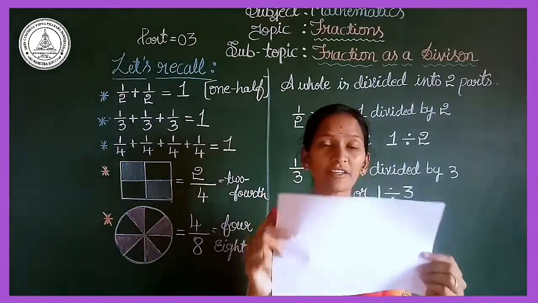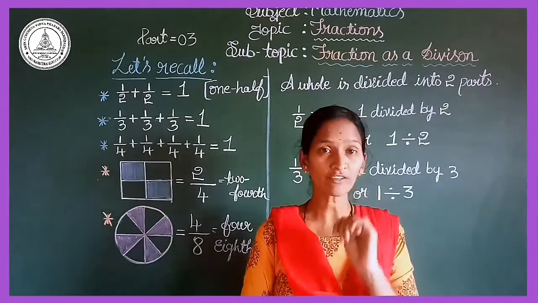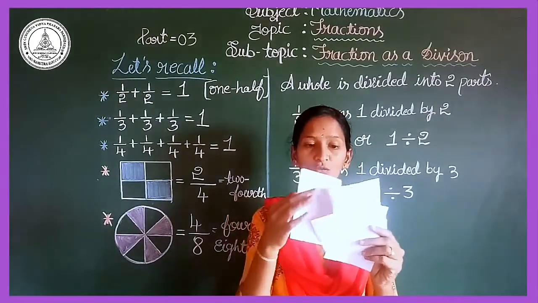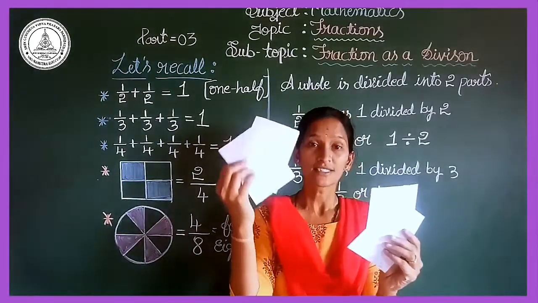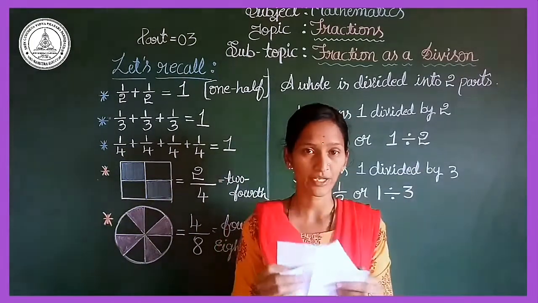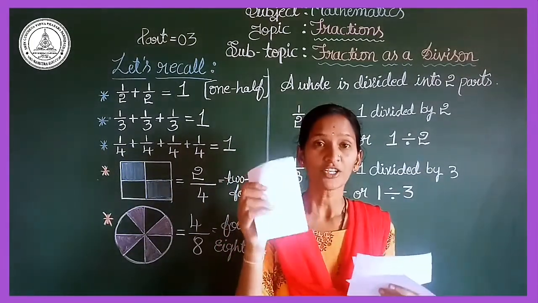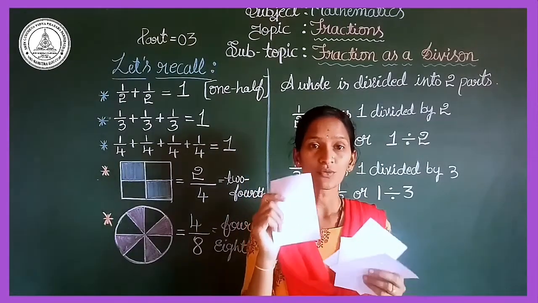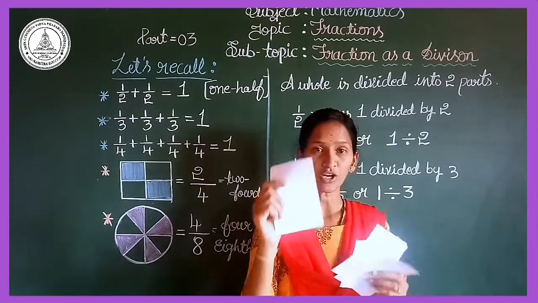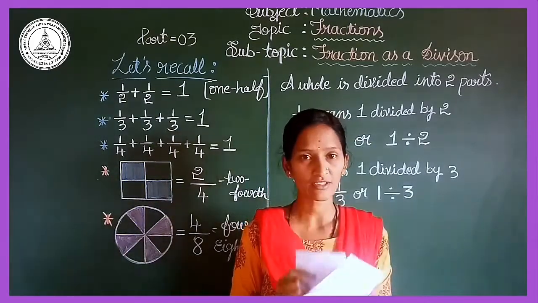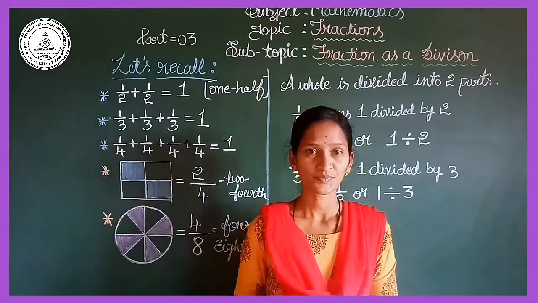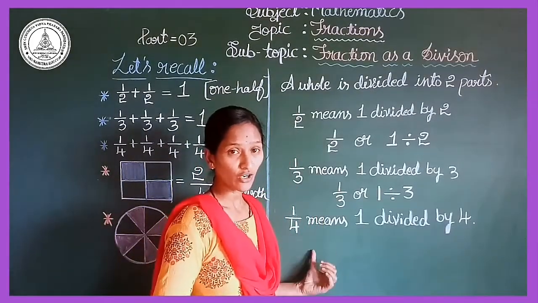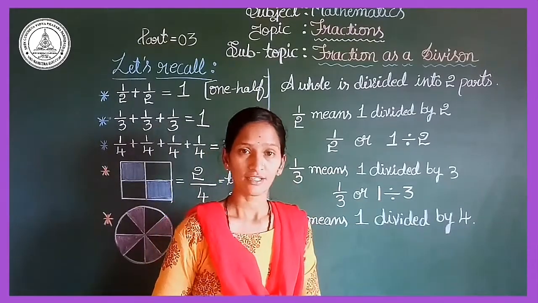Of paper, I am dividing it into 4 equal parts. See here, these are the 4 equal parts of the same sheet of paper. So here each part we write as 1 by 4, right? So 1 by 4 is 1 part out of 4 equal parts, right?